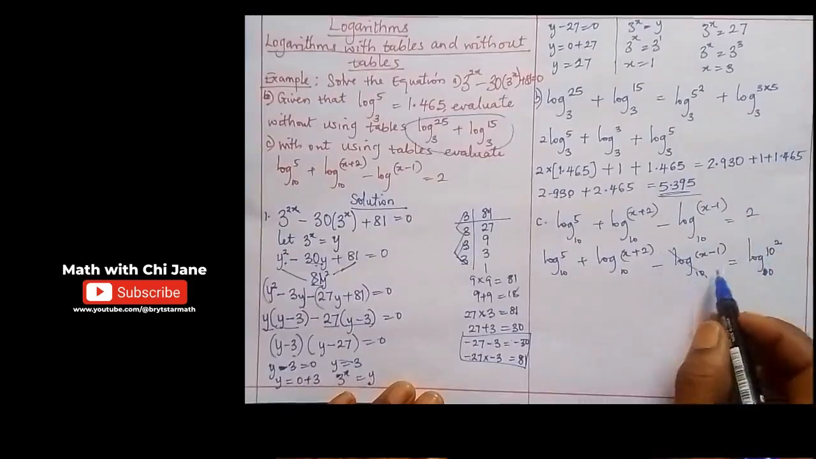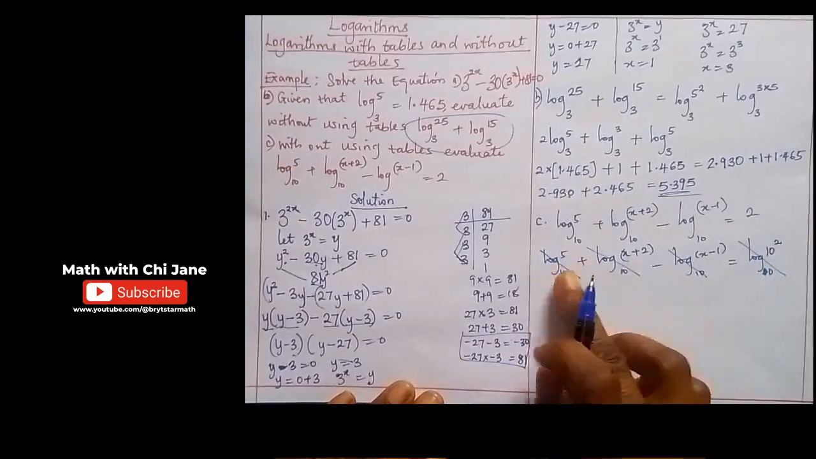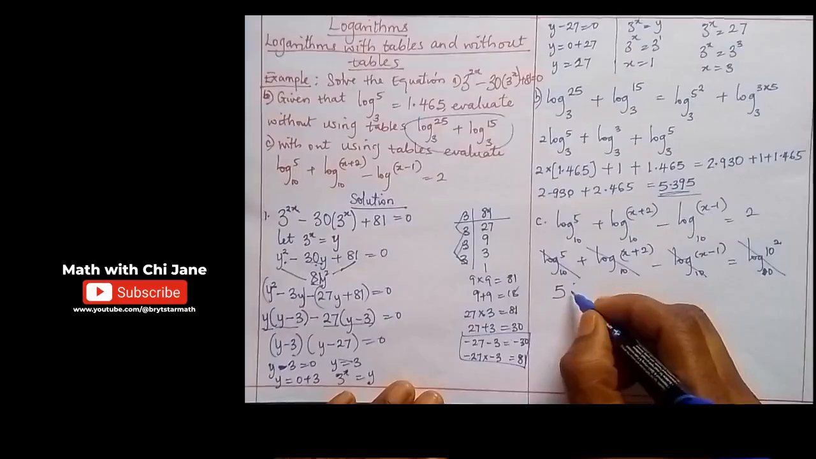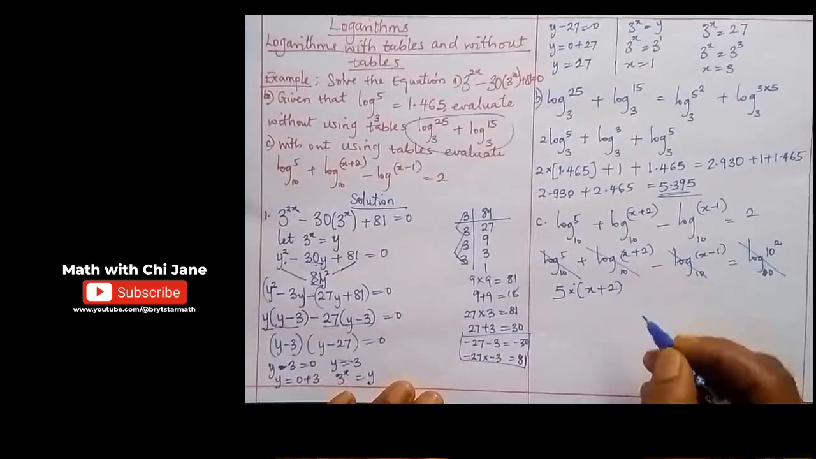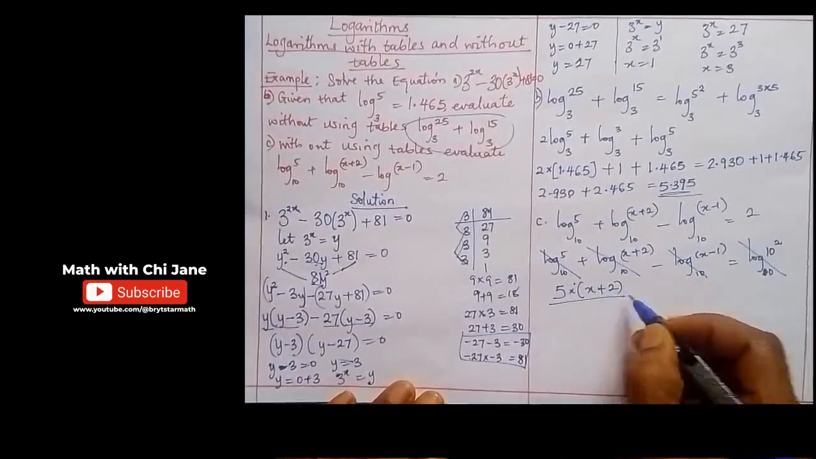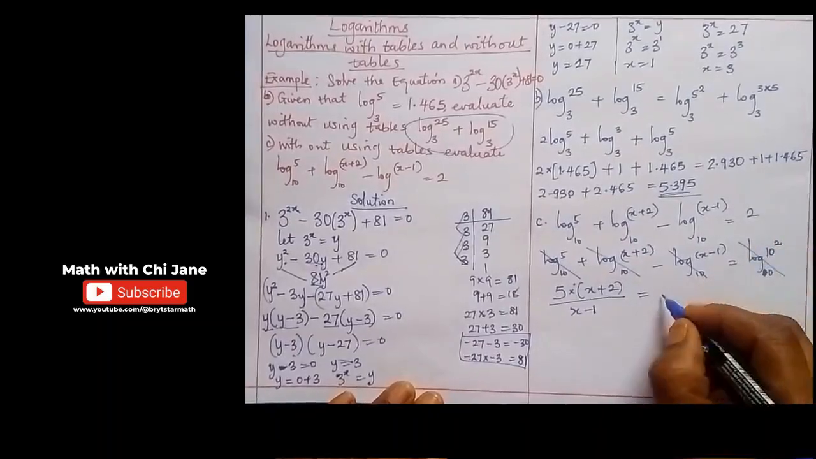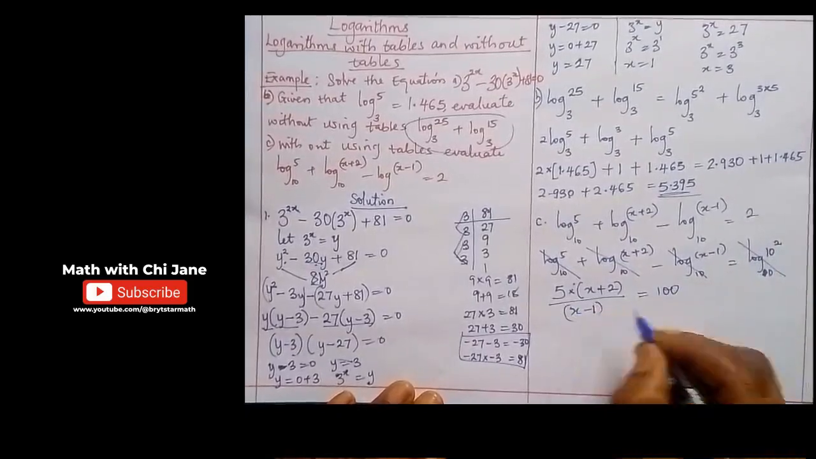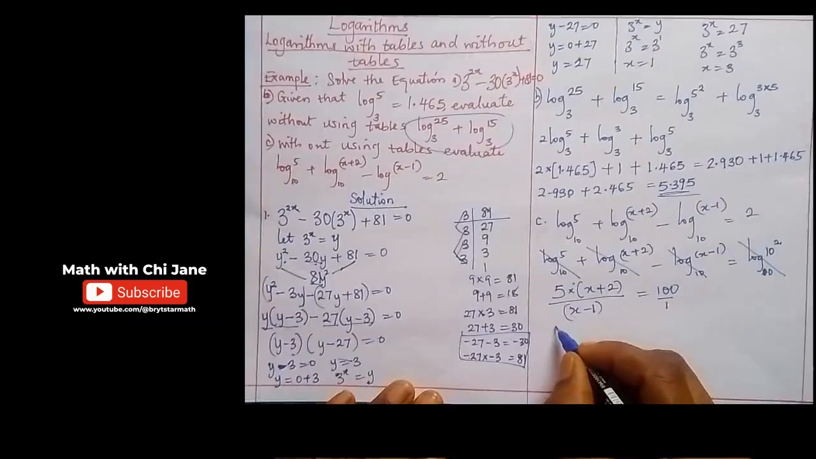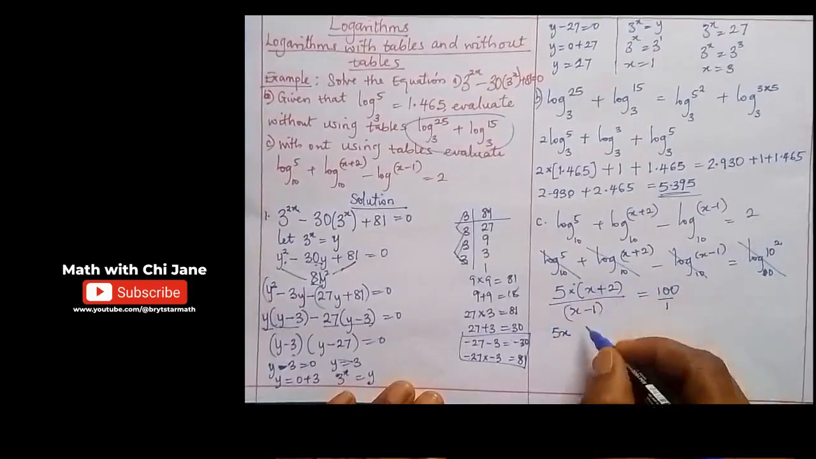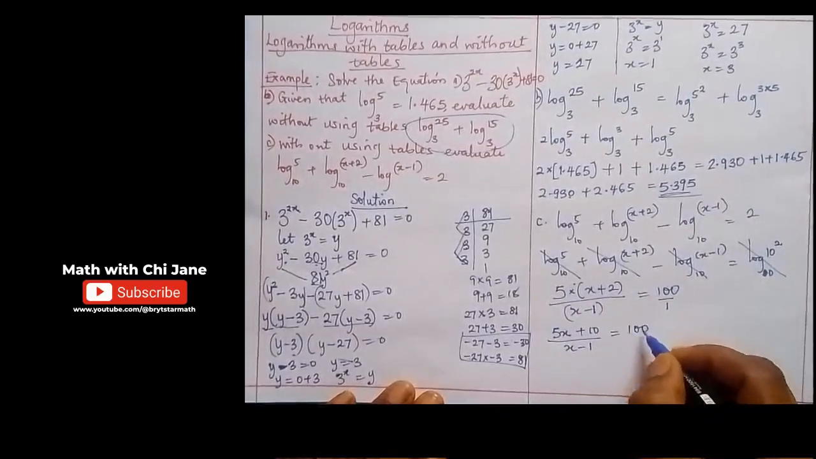Now let's remove the log. So we have 5. When it is plus, you are multiplying: 5 times x plus 2. Minus is divide: x minus 1 equals 10 raised to the power of 2, which is 100. That's 10 times 10, that's 100. So let's make it over 1. Opening the bracket, we have 5x plus 5 times 2, 10, over x minus 1 is equal to 100 over 1.